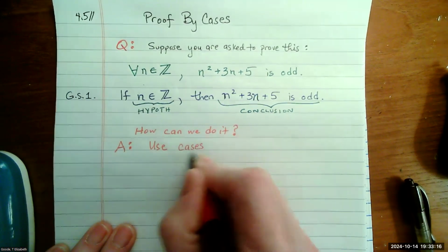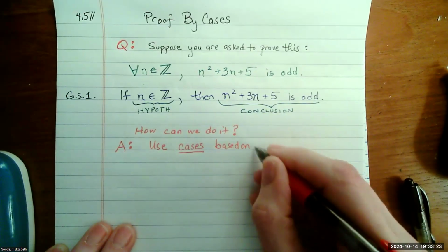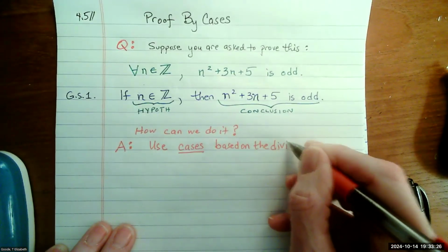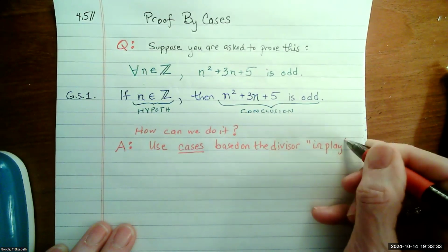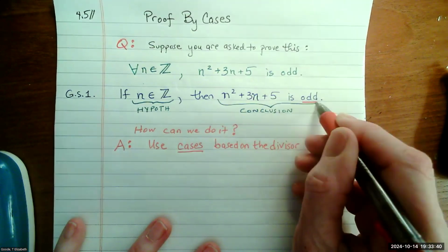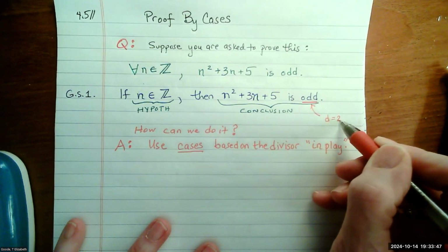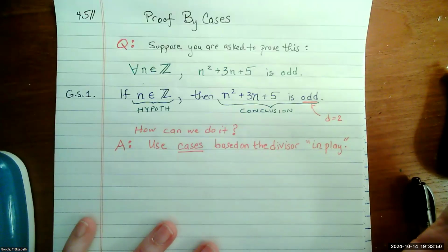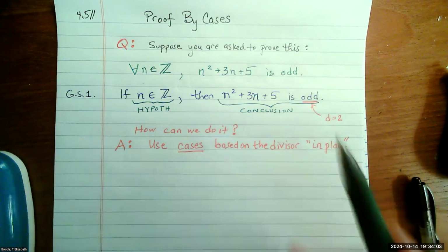So we're going to use cases based on the divisor that's in play. Well, when we're talking about something being even or odd, the divisor in play is 2, because that's naturally what's going on. If we're talking about the parity of an integer, its evenness or oddness, we're talking about divide it by 2 and see if you get a remainder of 1 or a remainder of 0. In this case, we're shooting for a remainder of 1.